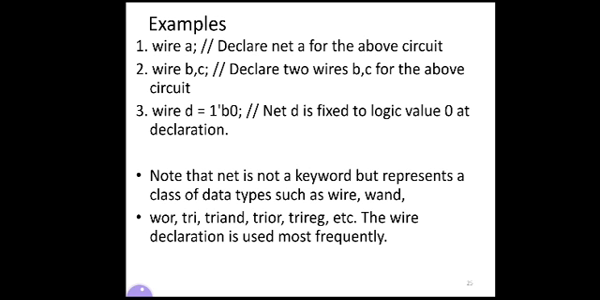Note that net is not a keyword, whereas wire is a keyword, but it represents a class of data such as wire, wand, wor, tri, triand, trior, trireg, etc. The wire declaration is used most frequently. Out of these keywords, most of the time we use wire as a keyword.